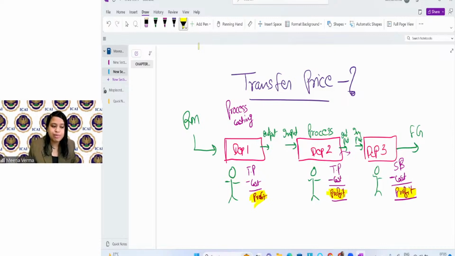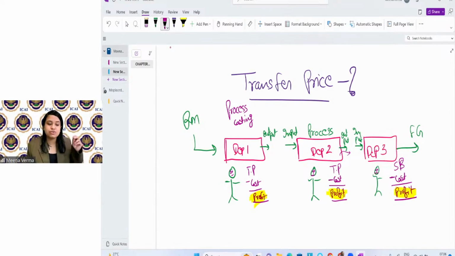Each of the managers in these departments is trying to maximize the profit of their respective department. Why is this manager interested in the profit of this department? The question comes here, why are they interested?